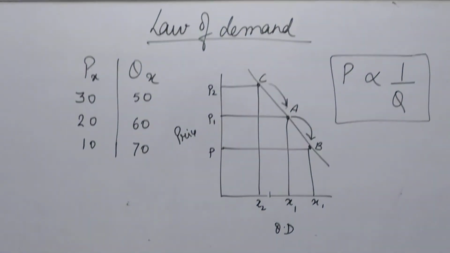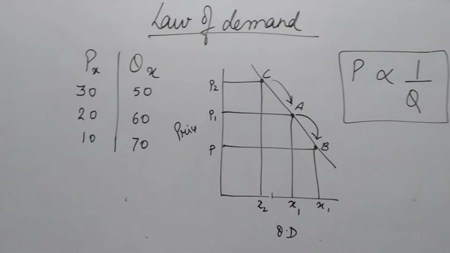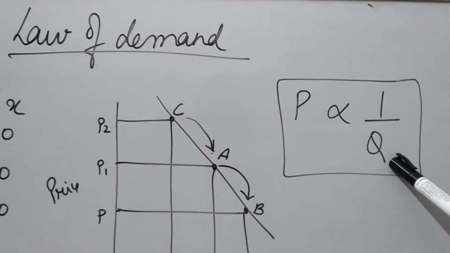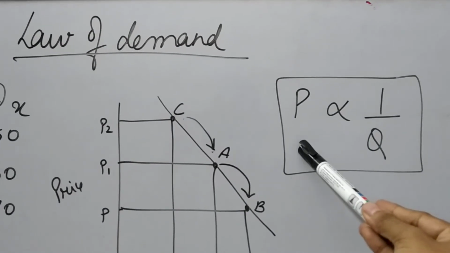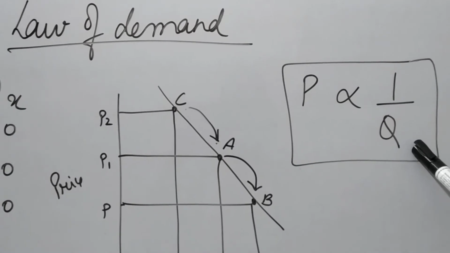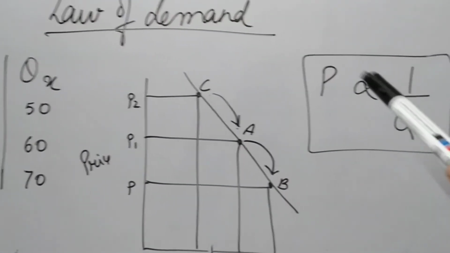Now your next topic is the law of demand. Already we have discussed the meaning of demand. The law of demand states that price has an inverse relationship with quantity. If price increases, quantity decreases. If price decreases, quantity increases. Both are working in the negative way, so that's why there is an inverse relationship.